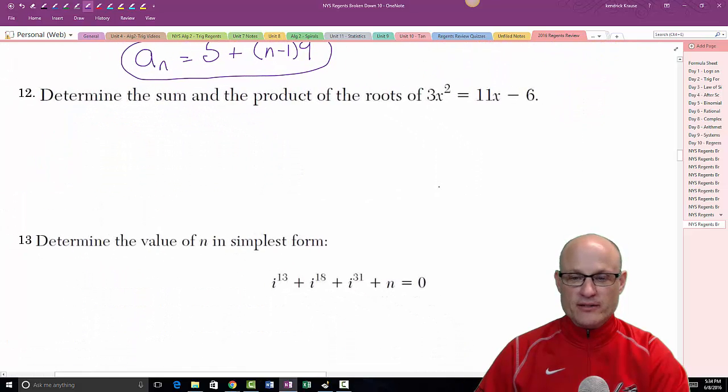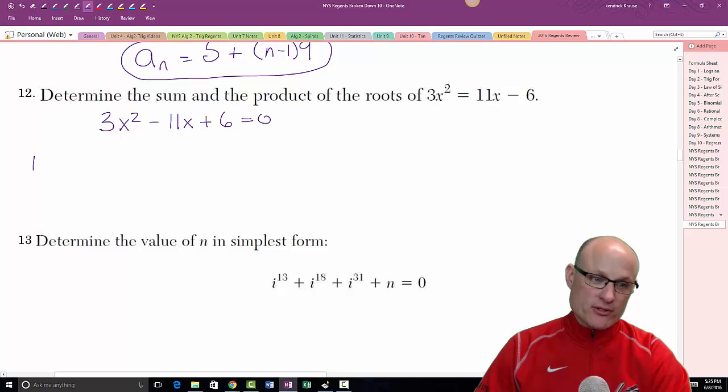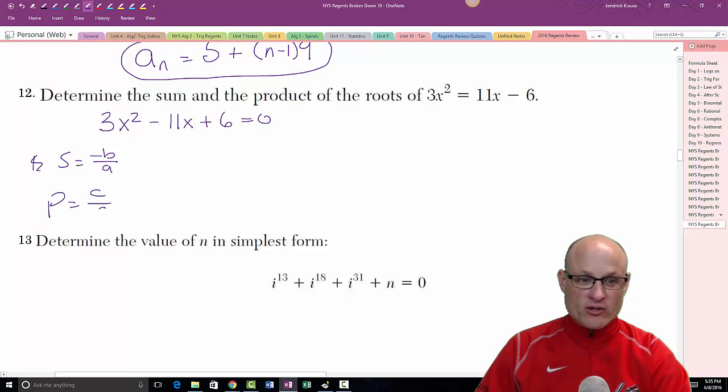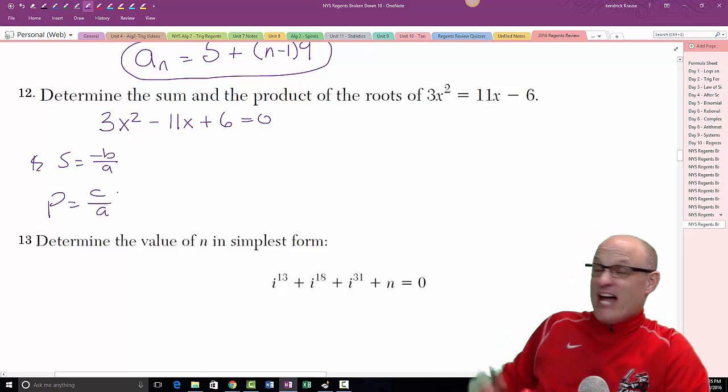Oh, sum and product of the roots again. You can't talk about the sum and product of the roots until you have it as a quadratic equal to 0. So you have to bring those things over first, and then you go back through. Sum of the roots is negative b over a. Product of the roots is c over a. Guess where I learned those?